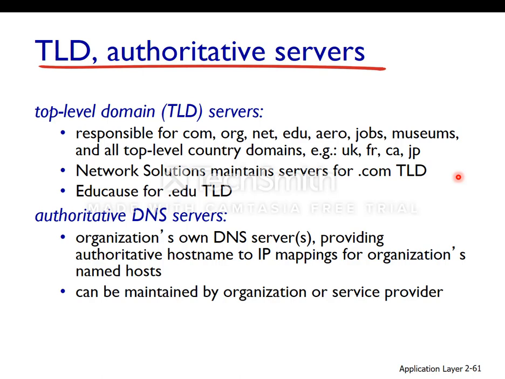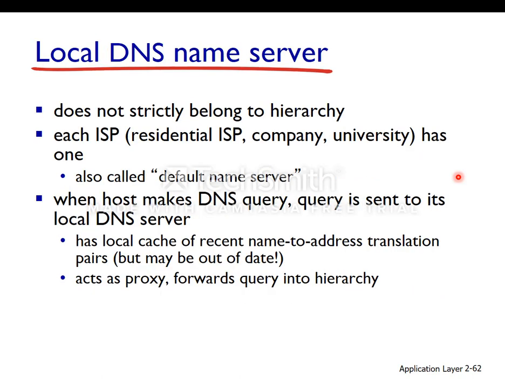The authoritative DNS servers are an organization's own DNS servers, which provide the authoritative host name to IP mappings for an organization's named hosts. These authoritative DNS servers can be maintained by an organization or a service provider. Now, finally, we have the local DNS name servers, which strictly speaking do not belong to the hierarchy.